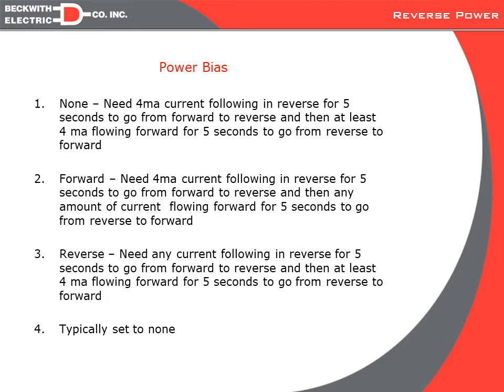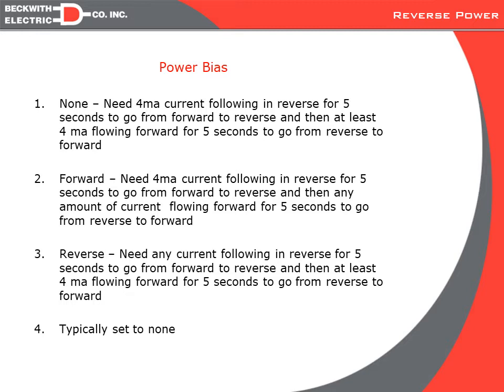So with that setting, none means 4 milliamps in reverse for 5 seconds to go to reverse, and then 4 milliamps for 5 seconds from reverse back to forward to come back to forward. If we were to set that setting to forward, the control would still require 4 milliamps for 5 continuous seconds to go from forward to reverse, but no current or any positive or forward flowing current will bring it back to forward.